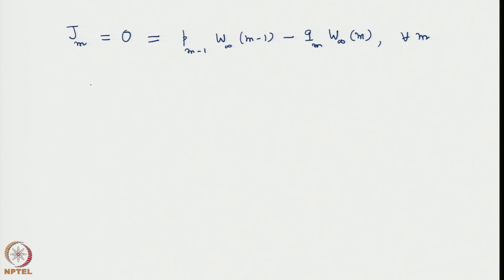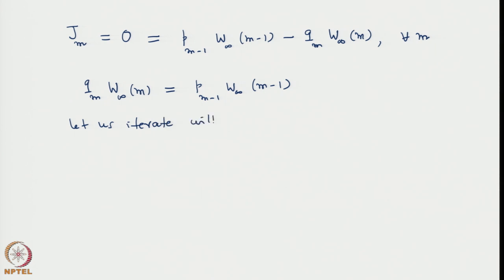So, that basically means I can write, let us say now, let us work on a positive space. To be specific, so let us consider a positive space situation, then Q_m W_infinity(m) equal to P_{m-1} W_infinity(m-1). Let us iterate with m equal to 1, 2, etc. It is a positive space. Then we get, for example, if I put m equal to 1, Q_1 W_infinity(1) is going to be P_0 W_infinity(0). Let us assume 0 is, we do not know this, but some value exists.